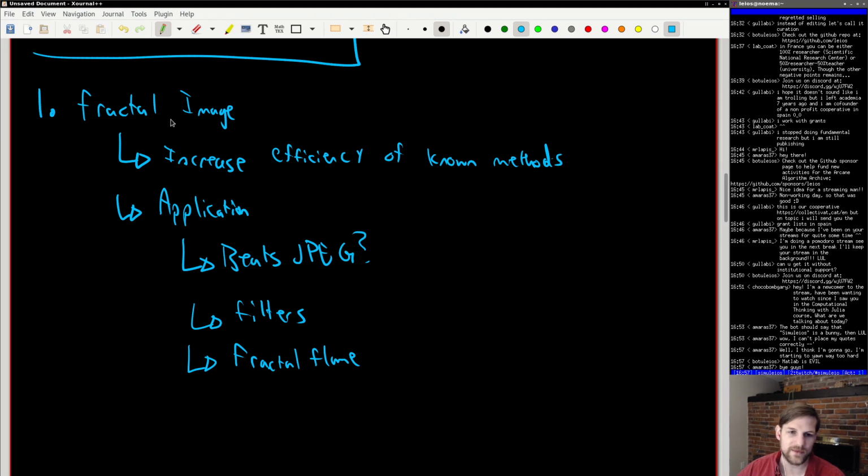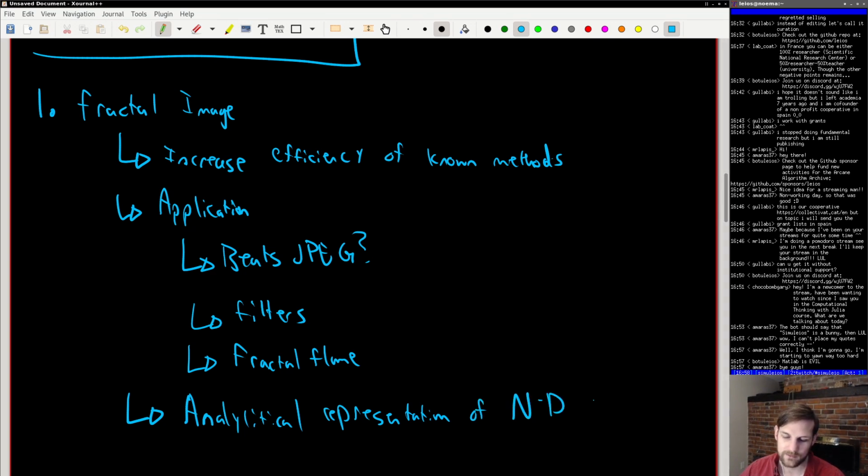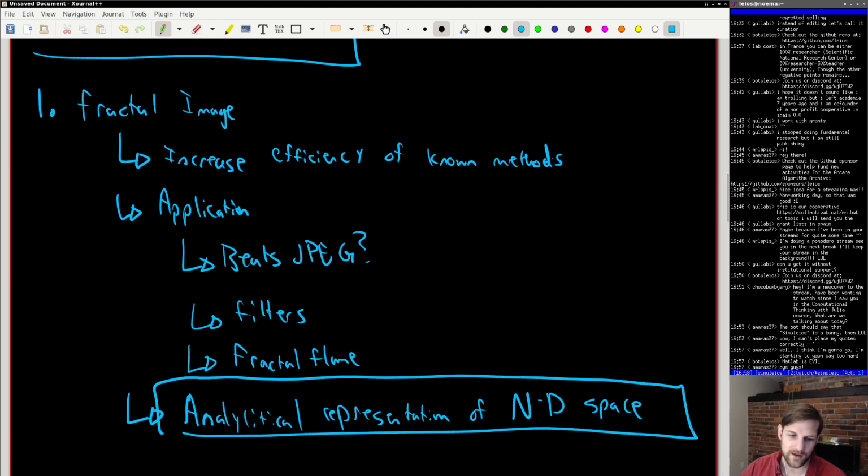Right, okay, so the ideal thing, what we want to do here, if all goes well, is a direct analytical representation of an n-dimensional space. That's what we're looking for, an analytical representation of n-dimensional space. The holy grail of fractal image compression is taking any image and turning it into a direct set of mathematical equations, and that is exactly what we want. So that's the holy grail. This is what we're shooting for with this particular project.